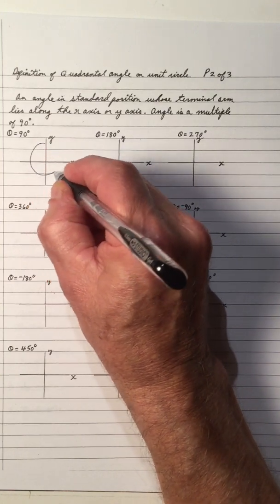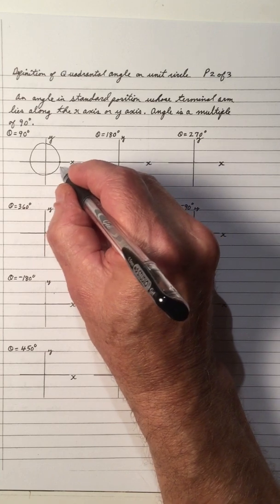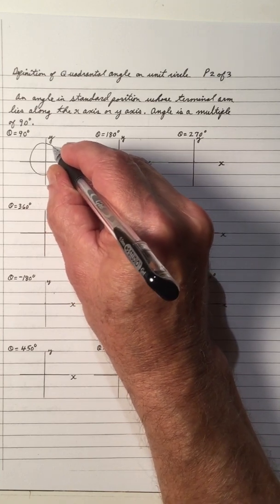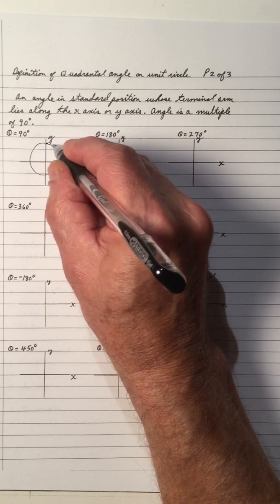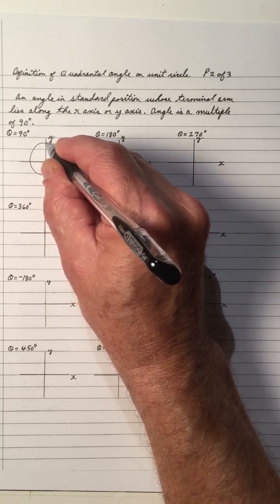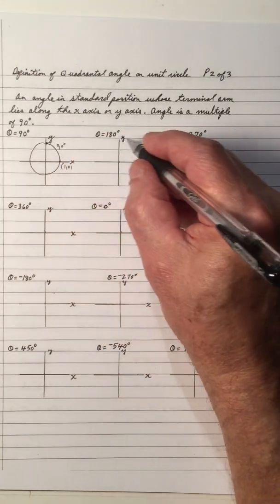Here's the circle. So we start from this point, which is 1, 0, and we rotate 90 degrees right there. So 90 degrees, this point, that's a quadrantal angle rotation.